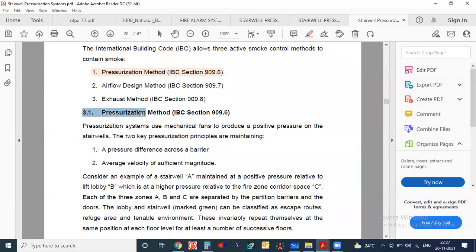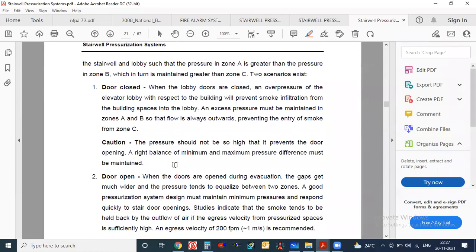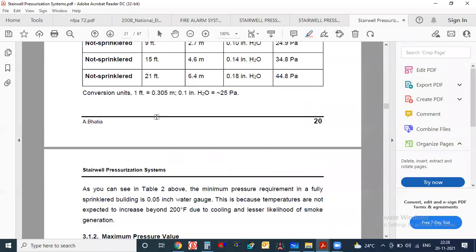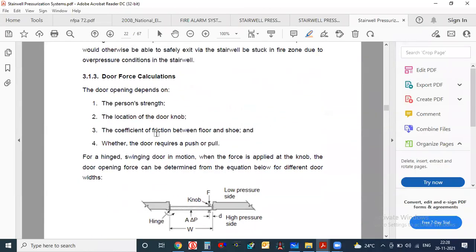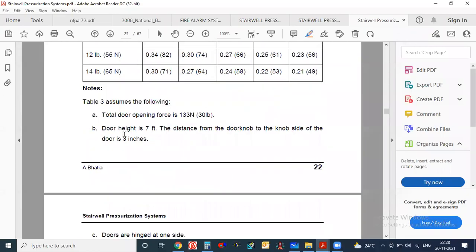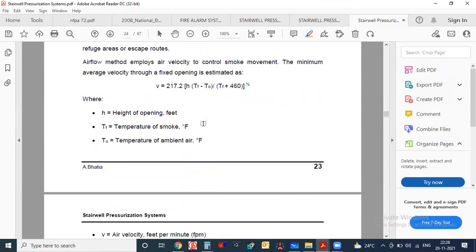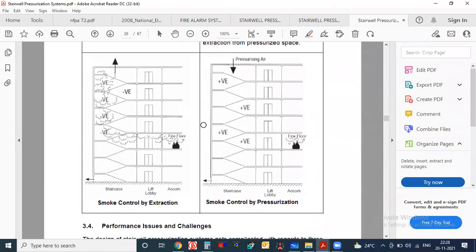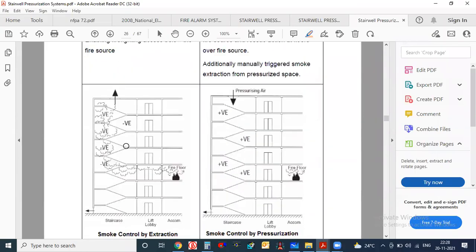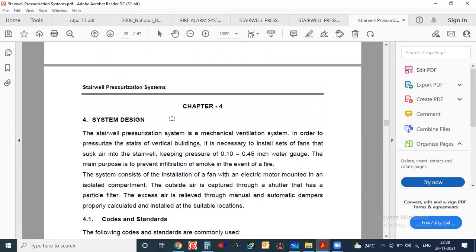So for this particular topic, just see what they have written here. They have given so many things, calculations and some limitations, and the pressure ranges are also given here. So just check what they have given. So many things are given here. Examples are given, showing how to do these calculations. And some things like how to rescue, negative and positive pressure. They have given the system design.